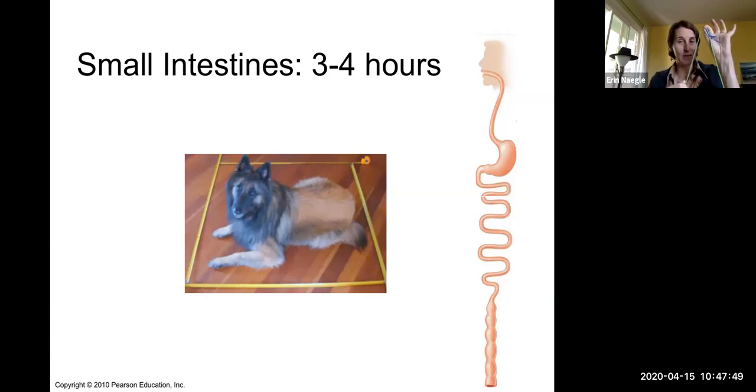At the end of your small intestines, you of course have another sphincter. This one's called your ileocecal sphincter because the end part of your small intestine is called the ileum. You'll remember your hips called that iliac crest, right?